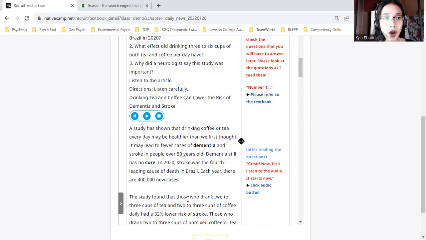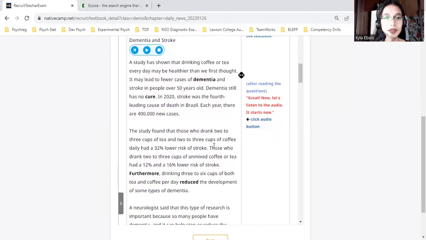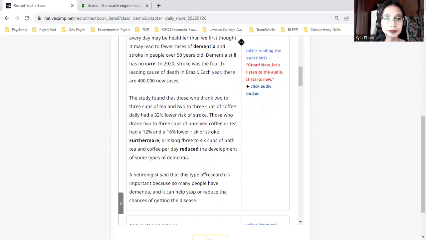Drinking tea and coffee can lower the risk of dementia and stroke. A study has shown that drinking coffee or tea every day may be healthier than we first thought. It may lead to fewer cases of dementia and stroke in people over 50 years old. Dementia still has no cure. In 2020, stroke was the fourth leading cause of death in Brazil. Each year, there are 400,000 new cases.